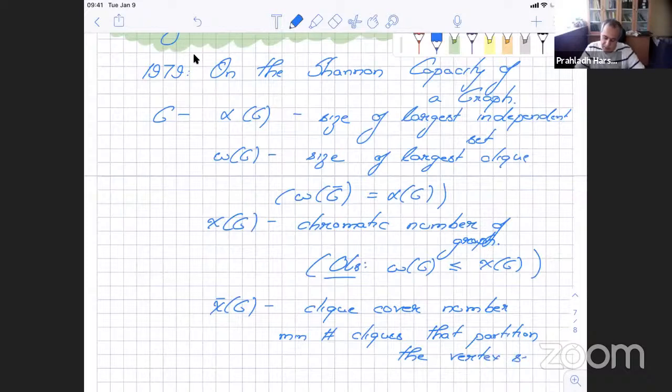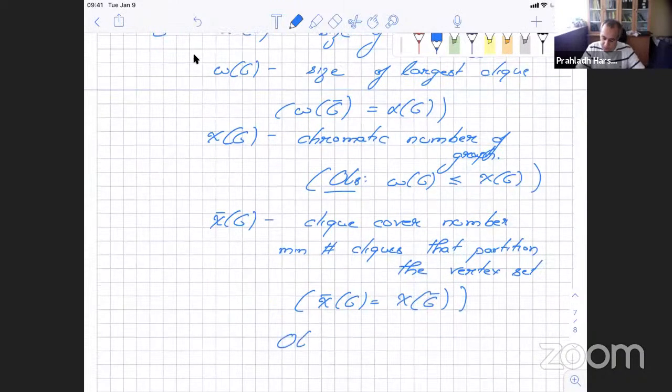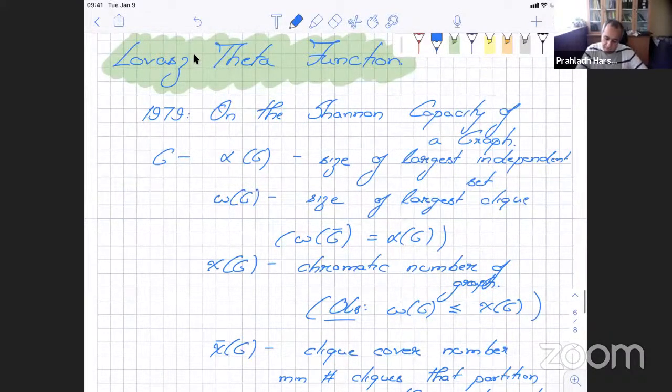For the same reasons, clearly chi prime of G is equal to chi of G complement, the way I have defined it. Hence we have the observation that alpha of G is less than or equal to chi prime of G. That just follows from omega of G being at most chi of G. All these four quantities are NP-hard to compute.